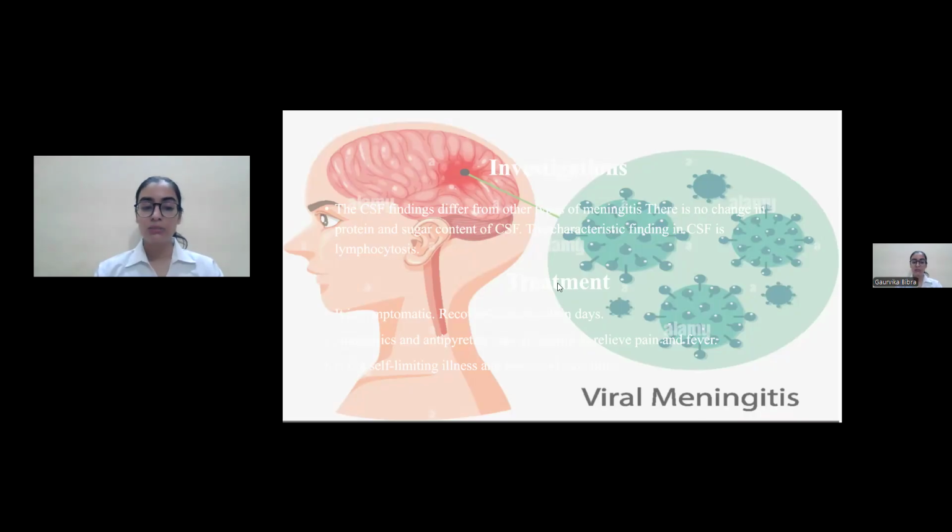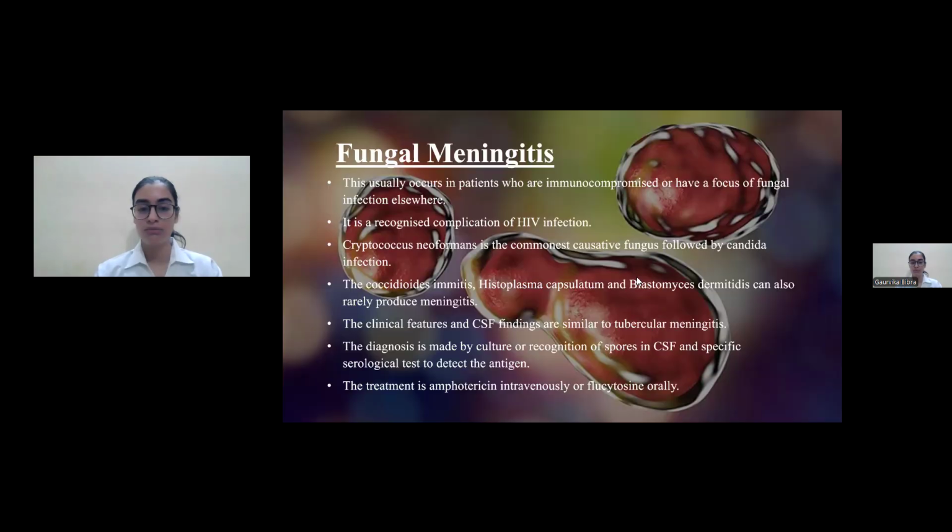lymphocytes. And the treatment for this is symptomatic, as we talked about earlier, since it is a self-limiting disease. There will be recovery within some days. We can give analgesics and antipyretics, which would be helpful to relieve pain and fever. And do remember again that it is a self-limiting illness. This could be a viva question, so do remember that.